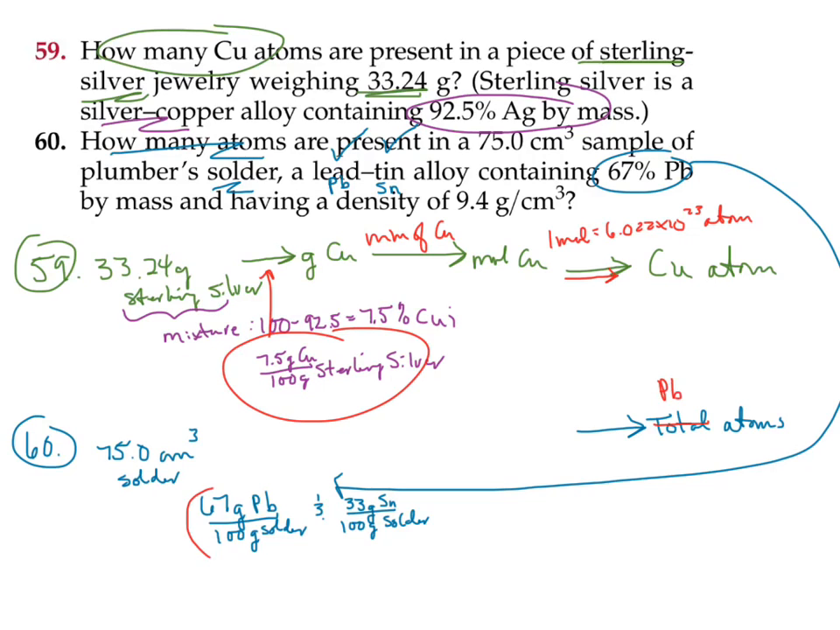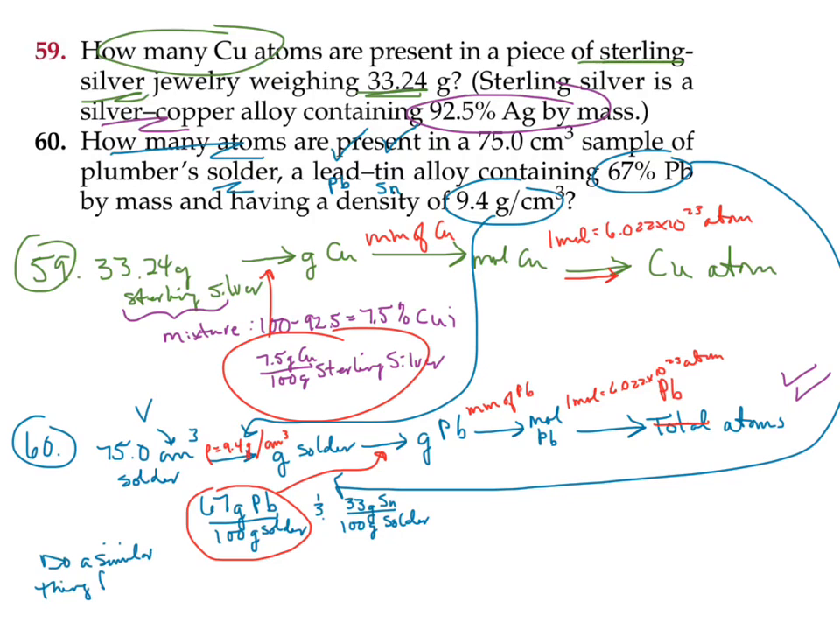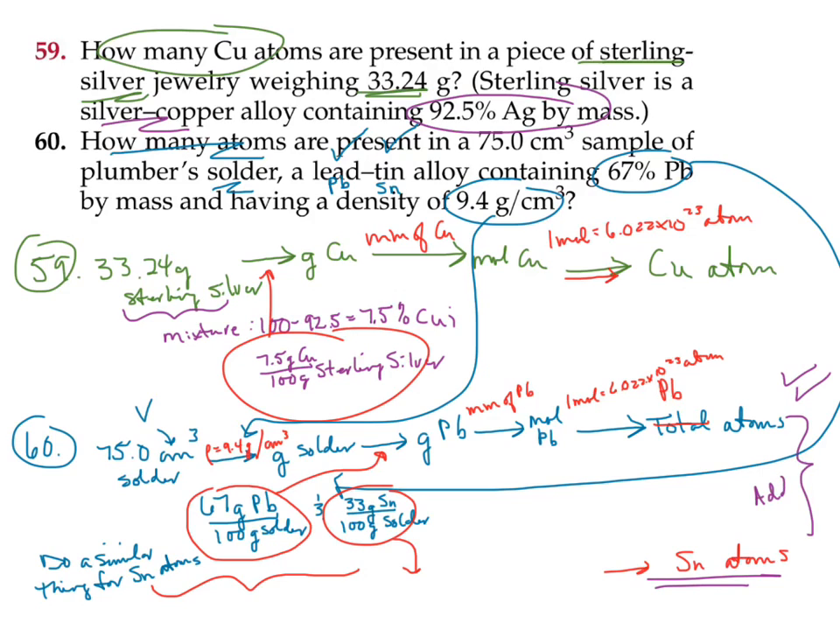So to get atoms of lead first, okay, it looks like this. We're given the volume of solder, not the mass of solder. So if we're given the volume, we can get to mass, volume to mass, using the density. The density is given as 9.4 grams per centimeter cubed. Okay, so we can get from volume to grams that way. Once you have grams of solder, you're ready to go ahead and insert that weight percent to get from grams of solder to grams of lead. Once you get grams of lead, you can get to moles of lead using its molar mass. Once you have moles of lead, you can get to lead atoms by using Avogadro's number. Okay? So, like I said, there's more than one way to skin this cat. Do a similar thing for tin using the weight percent for tin. You'll get tin atoms, okay, and add them together for a total number of atoms.